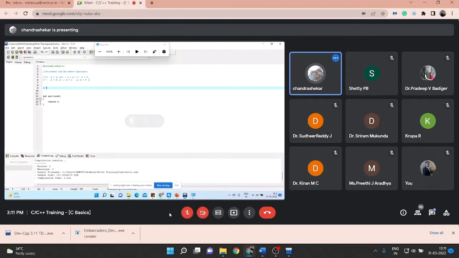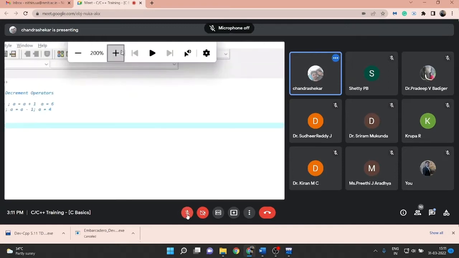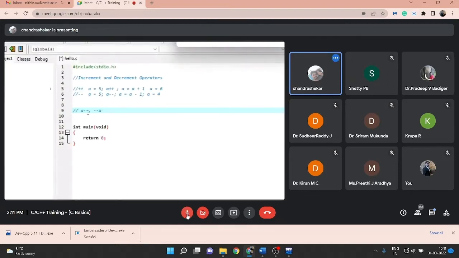So I can do a plus plus or a minus minus. Increment means that for every cycle the new value will be assigned, so whenever this expression gets executed, a's value will get incremented by 1.